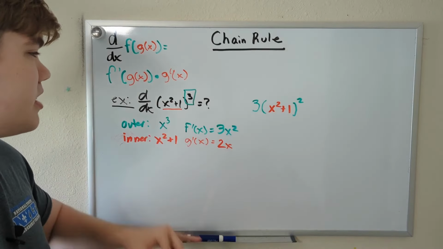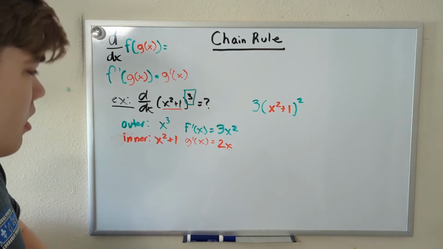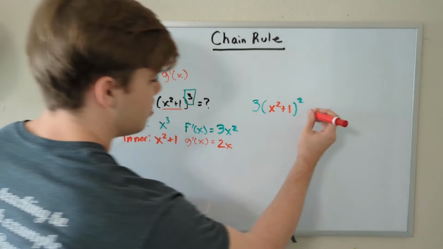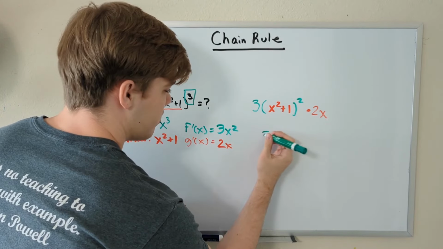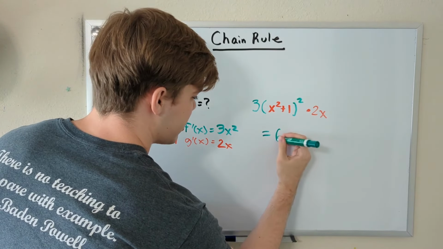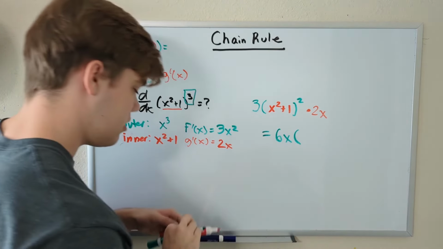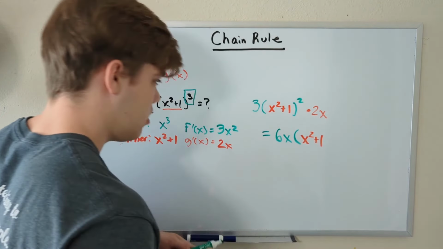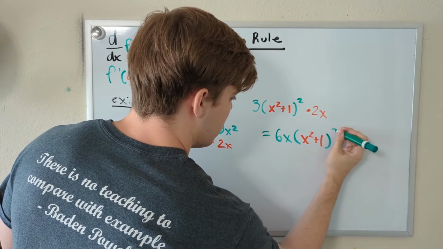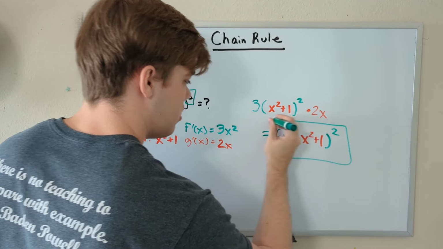And then we need to multiply g prime of x to this function here. So that's just 2x. This whole function is being multiplied by 2x. Simplifying this down, our final derivative by using the chain rule is equal to 6x times (x squared plus 1) squared. And that is the derivative.